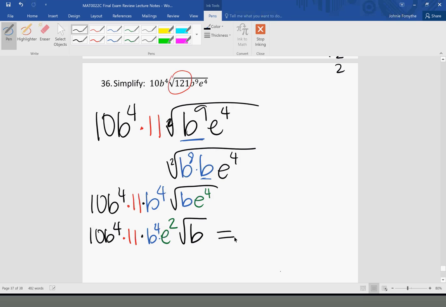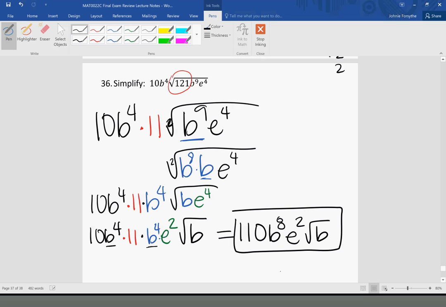So now I want to clean this up. So 10 times 11 is 110. b to the 4th times b to the 4th is b to the 8th. And then I have that e squared, and then I still just have that square root of b on the inside. Okay? You can kind of break this apart a few different ways, but that's one way you can do it. And you can do it at one time too, but I like to do it step by step by step so you can kind of see what's changing at each step.